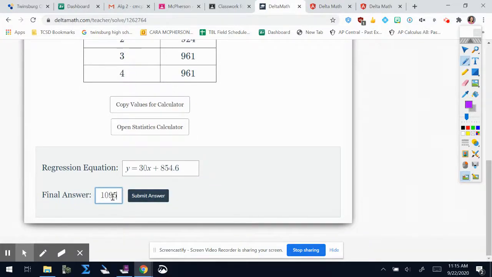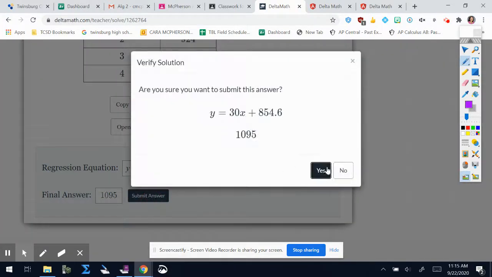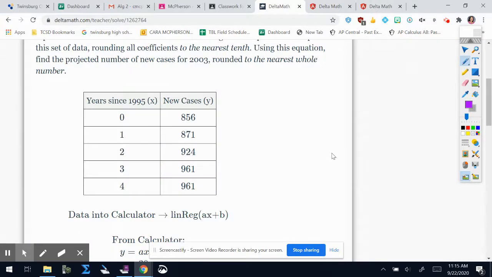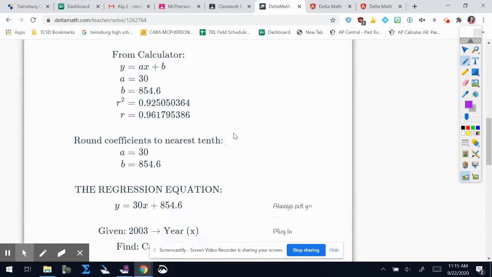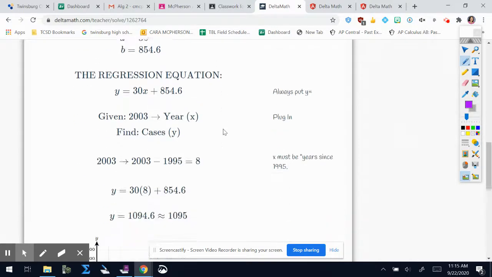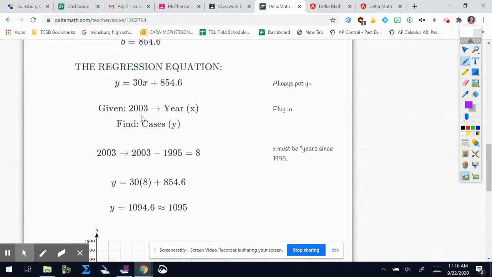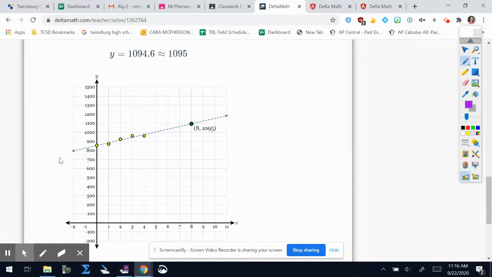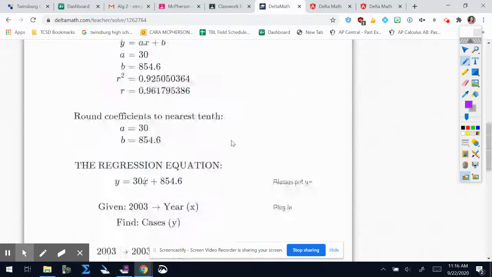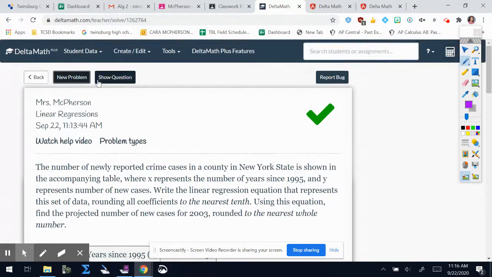1095. Submit that answer. And again, when you're done with these, or if you give up on one and want to see it, it'll tell you what you should get from your calculator. It will tell you your A and your B values to put into your model, and then it will tell you what to plug in to get your final answer, and it will even give a picture that represents the scatter plot.